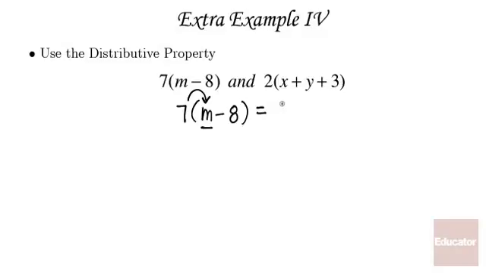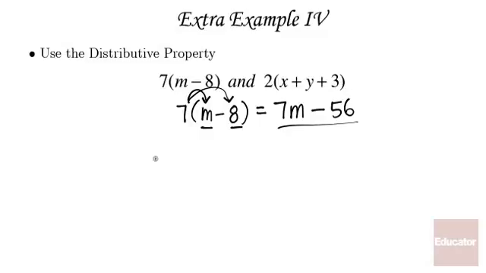7 times m is 7m. Again, you have a number times a letter or a variable. When you do that, you're going to write it 7m with the number first. Then you're going to write this sign to separate them. And you're going to take the outside number and multiply it to that second number in there. So 7 times 8 is 56. I look at this and I can't combine them, I can't subtract them because this has a variable of m and this one doesn't. So that becomes my answer. I'm just going to leave it like that.